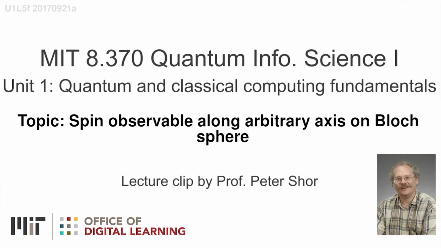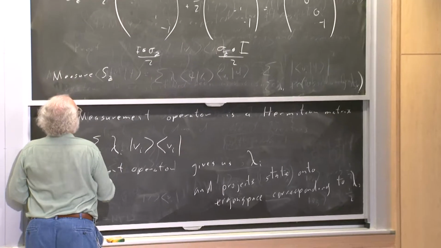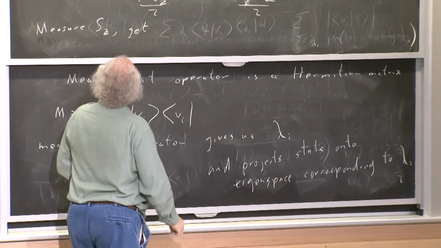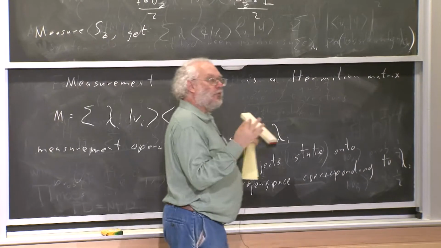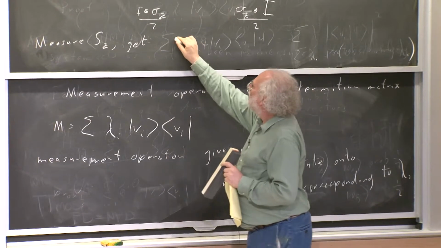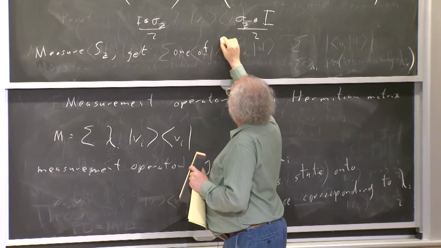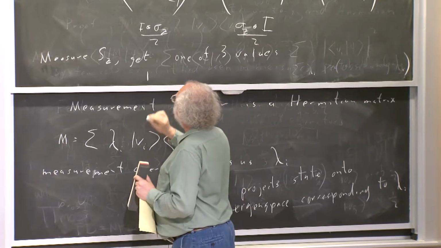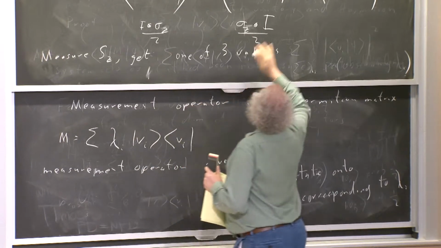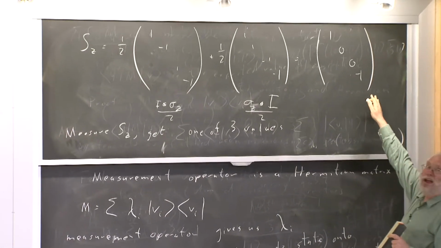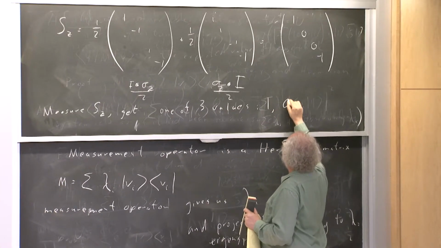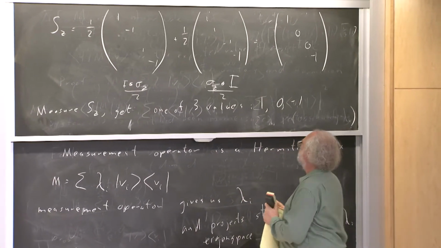So when we measure S sub z, well, we get one of three values. So you can see what the eigenvalues are here. They're either 1 or 0 or minus 1.